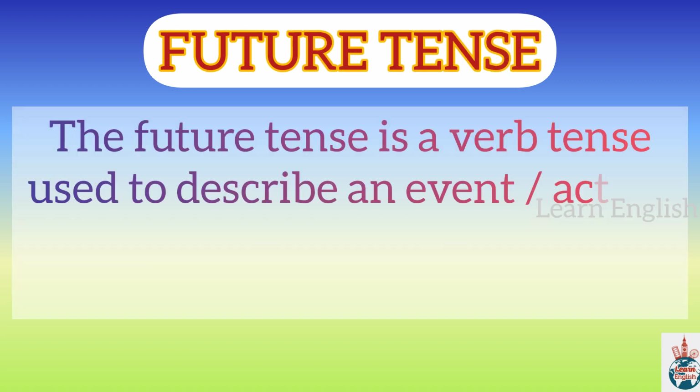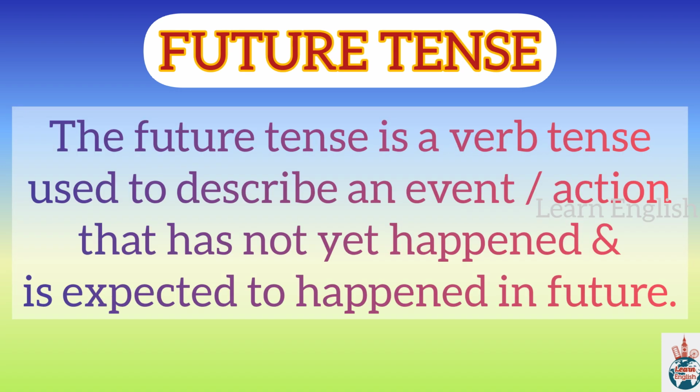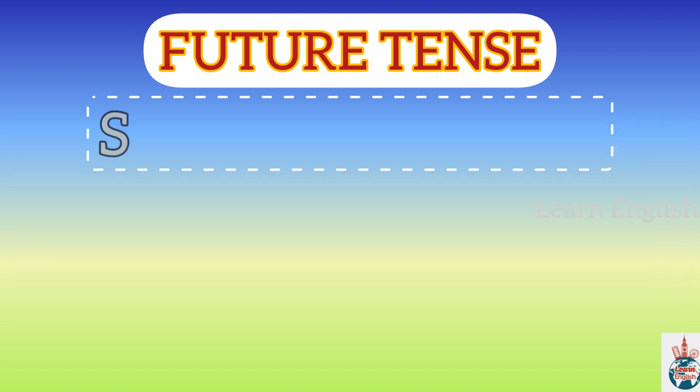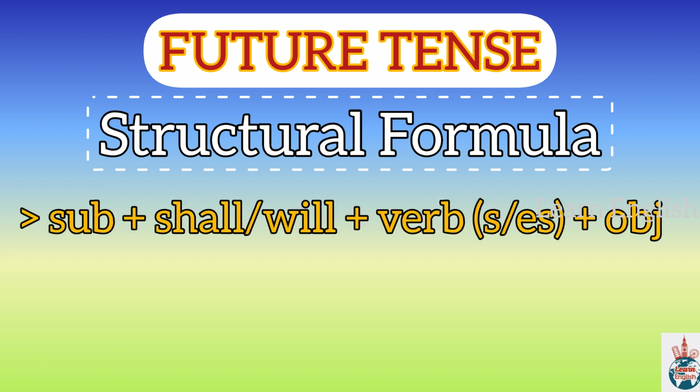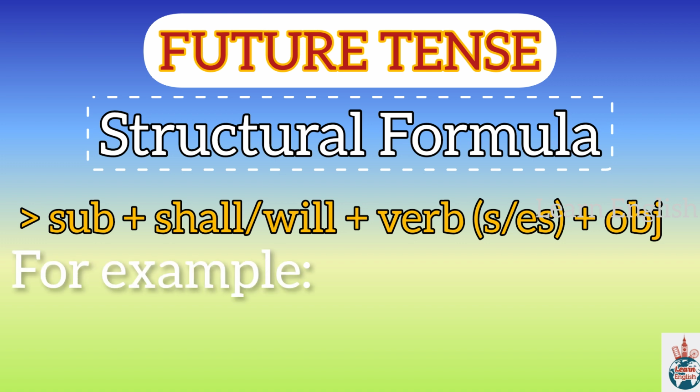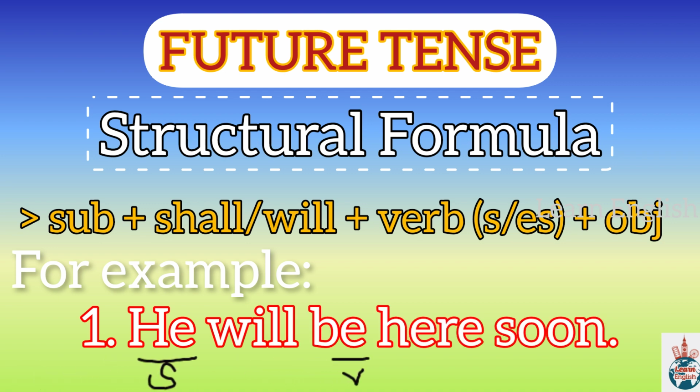Future tense. The future tense is a verb tense used to describe an event or action that has not yet happened and is expected to happen in future. See the structural formula for future tense. Subject plus shall or will plus verb, that is S or ES, plus object. See the example. He will be here soon.